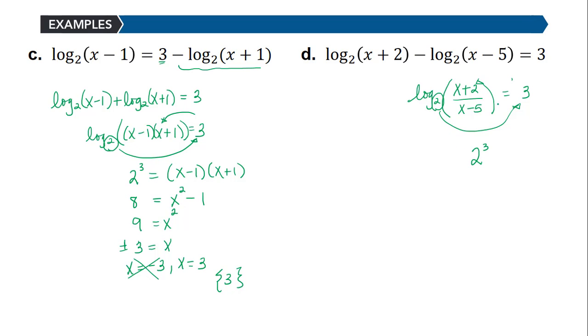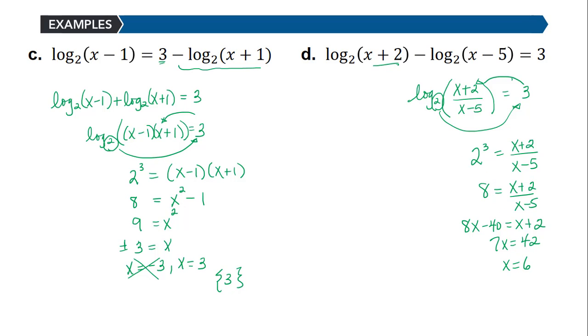So 2 cubed is equal to x plus 2 divided by x minus 5. So that's 8 equals x plus 2 divided by x minus 5. Multiplying each side by x minus 5, I get 8x minus 40 equals x plus 2. So I can subtract the x to get 7x, add the 40 to get 42, and then divide by 7 to get 6. And notice that the 6 does not make either one of my arguments 0 or negative, so my solution set consists of 6.